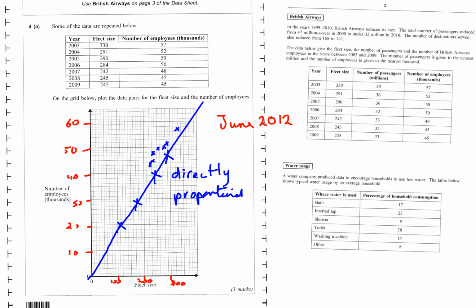All types of questions, they're either directly proportional, where the line will go straight through, or they're not proportional and you can't join this up in a straight line. So that's what you need to answer.